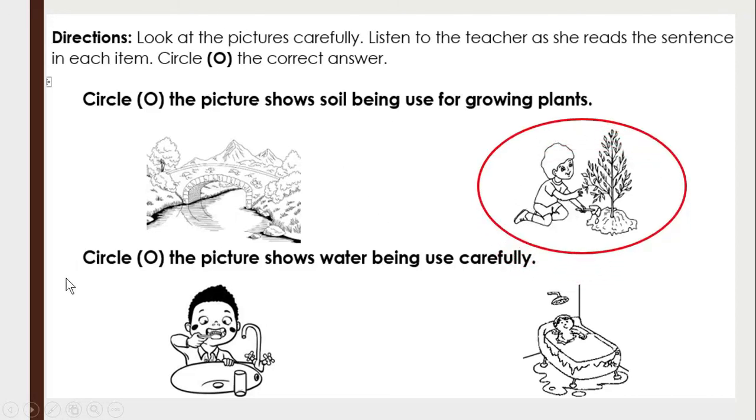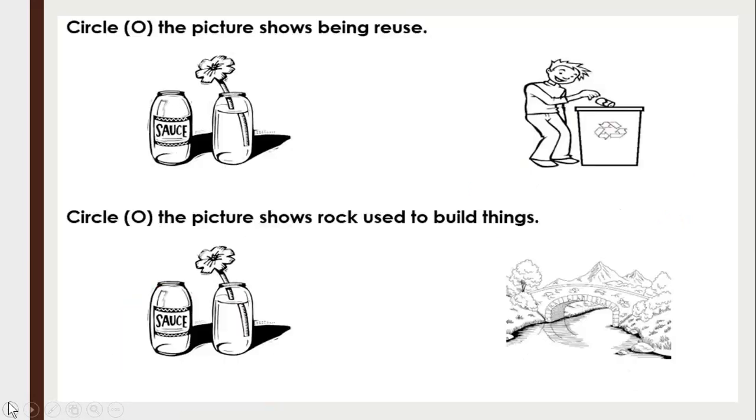This second picture. Second direction. Circle the picture that shows water being used carefully. Which one is correct? 1 or 2? Very good. The answer is the first picture.